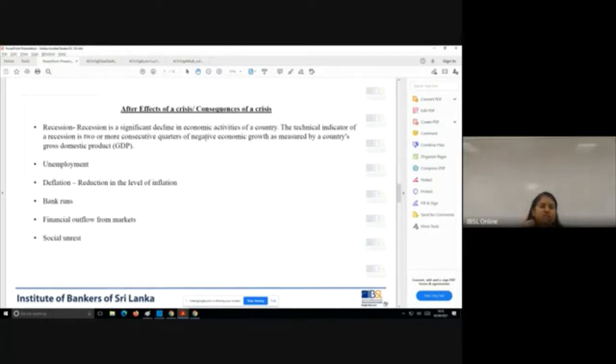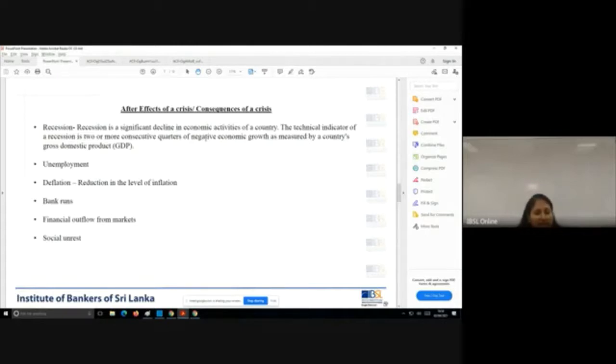What are the after effects or consequences of a crisis? So when a crisis happens, what are the consequences of that crisis? First, the economy will start moving into a recession. What do you mean by a recession? When during 2 or more quarters, the economic growth of the country is negative. In other words, the production of that country is decreasing. Demand has dropped and supply is also declining. The production levels have decreased.